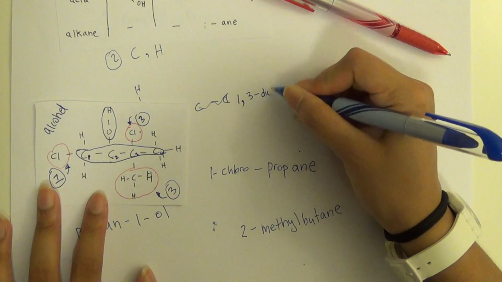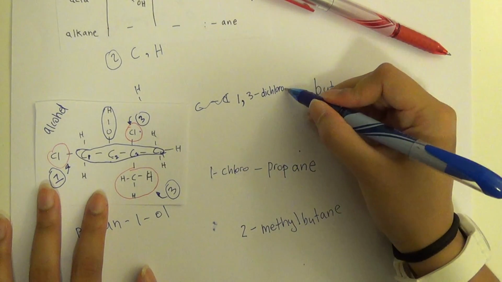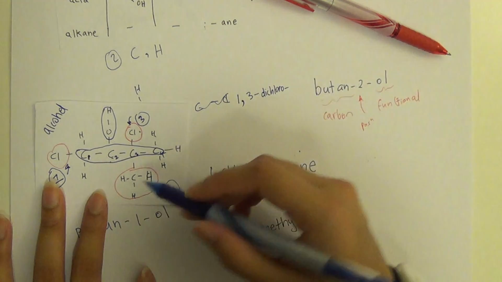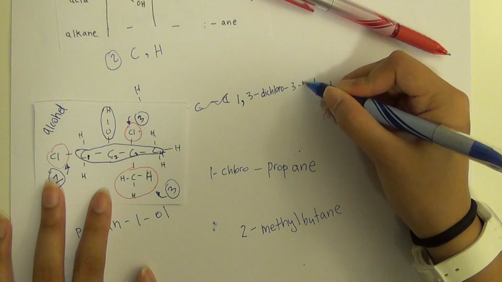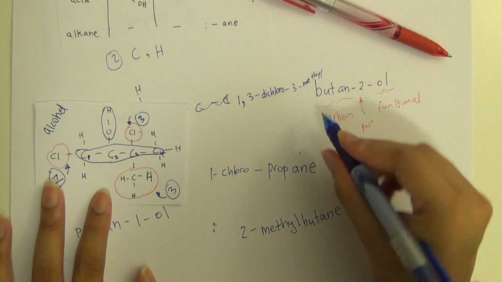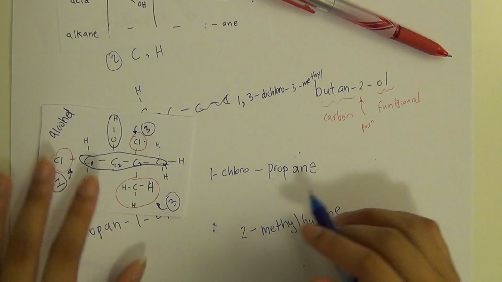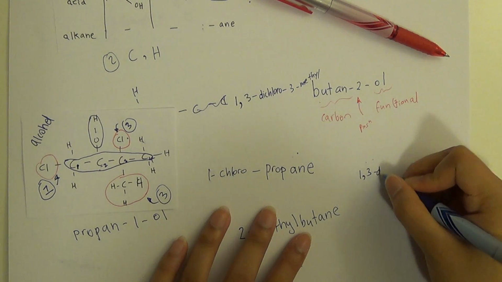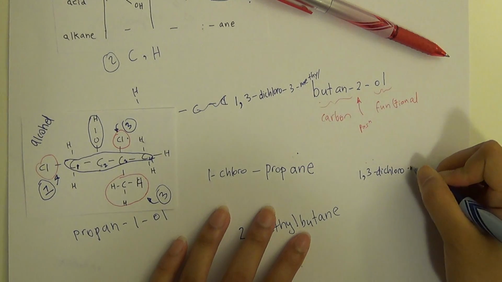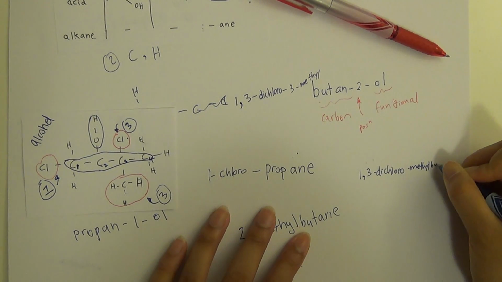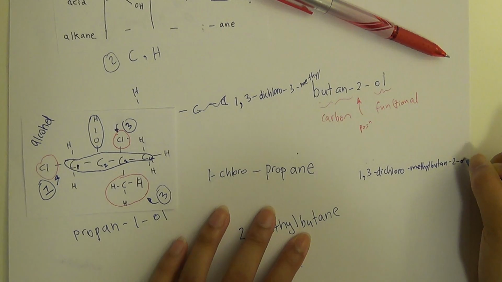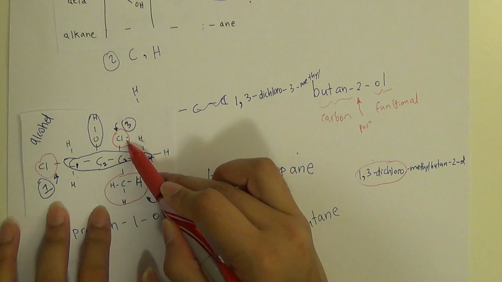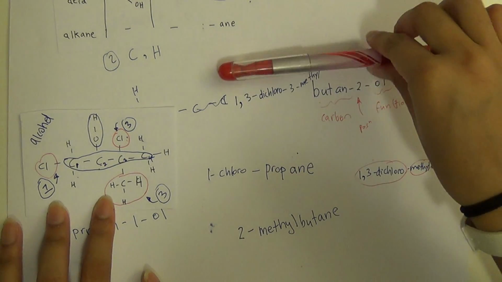So 1,3-dichloro. And then we have a methyl side group as well. So 1,3-dichloro-3-methylbutan-2-ol. So let me just write that properly. I'll write that here. 1,3-dichloro-3-methylbutan-2-ol. With this referring to the 2 chlorines, this referring to the 3-methyl.